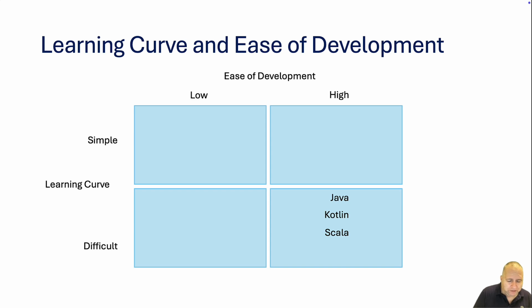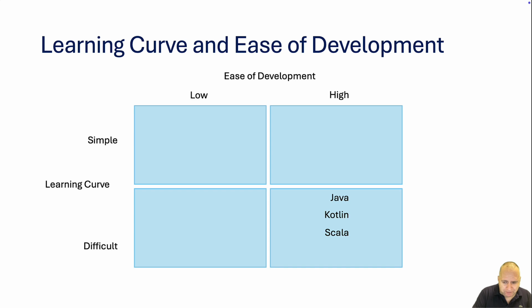Now, what about the learning curve? So Java is the simpler. Learning Java is simpler compared with learning Kotlin and Scala. After Java comes Kotlin, and after Kotlin we have Scala. Scala is a bit more difficult to learn compared with Kotlin. I think that if you compare the topics you need to go over, you have more topics to go over when learning Scala.